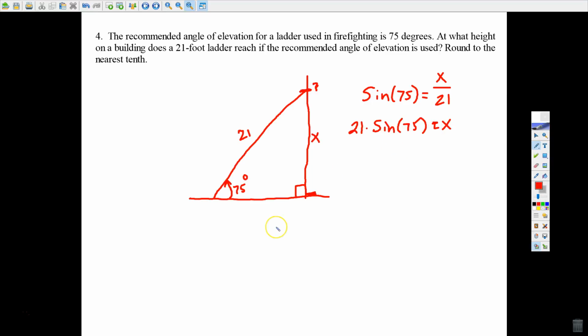And grab our calculator, and we'll just type in 21 sine 75. And we get 20.28, and we're supposed to round to the nearest tenth. So we'll say that that height is approximately 20.3 feet. And that is your answer for number 4.